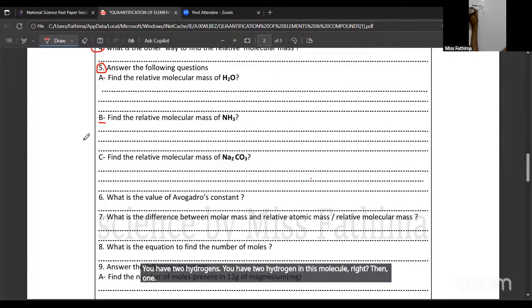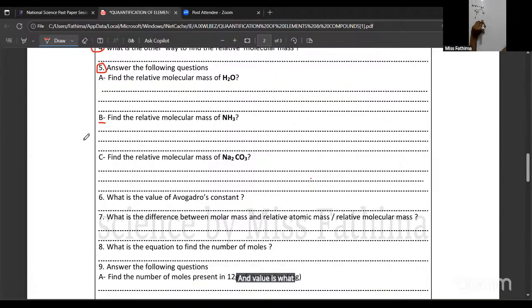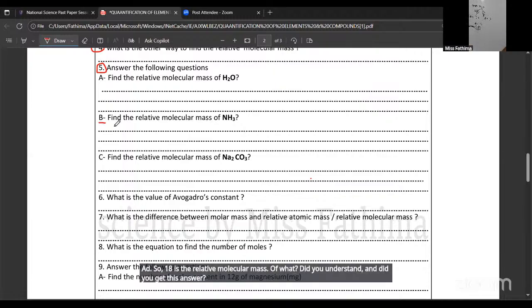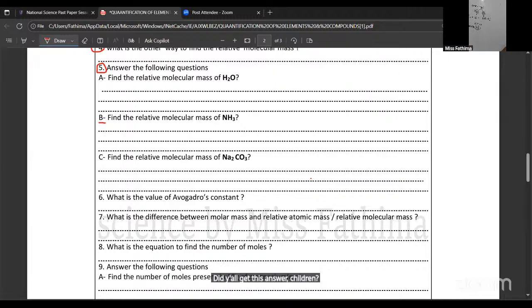Then 1 hydrogen's relative atomic mass is 1. Oxygen's relative atomic mass is 16, right? Then you add the value. You have 2 hydrogen, you multiply by 2 and you add it with 16. How many oxygens do you have? You have 1. 1 into 2 will give you 2. 2 plus 16 will give you 18. So 18 is the relative molecular mass of water. Did you all get this answer, children? Yes, miss. Very good. If you have got it, that's really great.